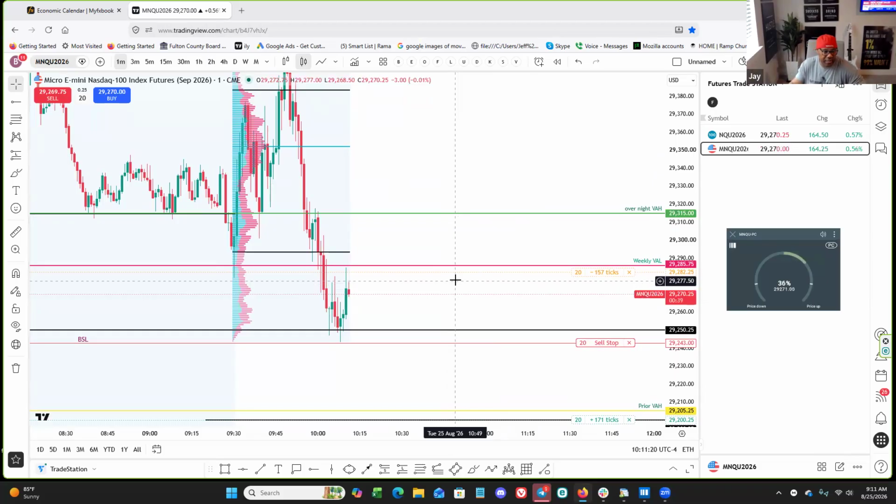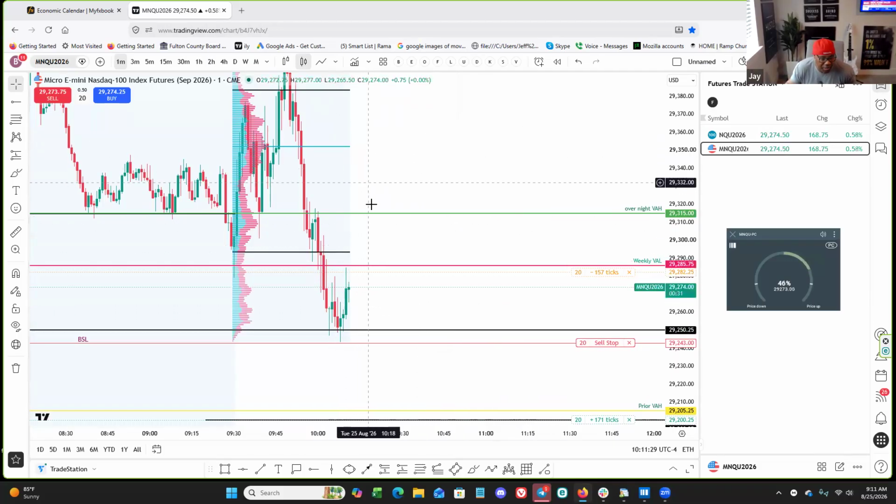Am I mad because I didn't get ticked in? Heck no, because I don't have to sit through that drawdown. And if price decides that it wants to come back up into this value area, then that's cool too. We'll see if that happens. We'll deal with that if it happens.